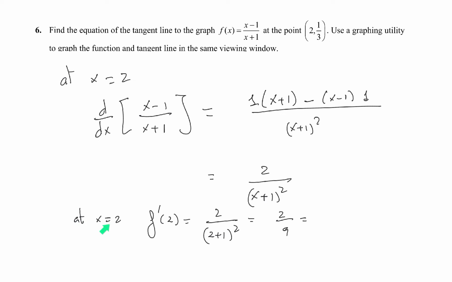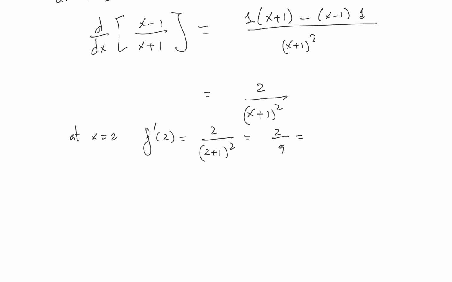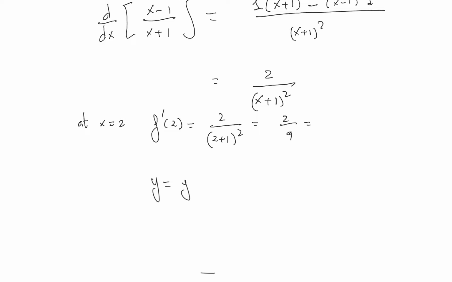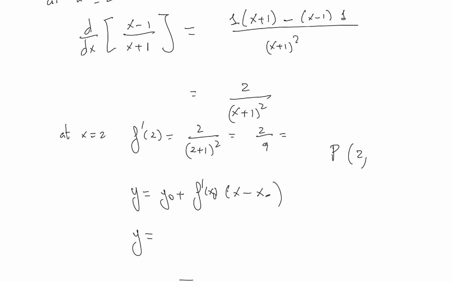If we evaluate it at the point x equal 2, we find the slope. If x equals 2, plus 1 is 3, 3 squared is 9, so the slope is 2/9. And the problem says to find the equation of the tangent line. So the tangent line is y equal y0 plus the slope f prime of x0 multiplied by x minus x0. The point P is the point (2, 1/3), so y0 is 1/3, and the equation is y equal 1/3 plus the slope 2/9 multiplied by x minus x0.